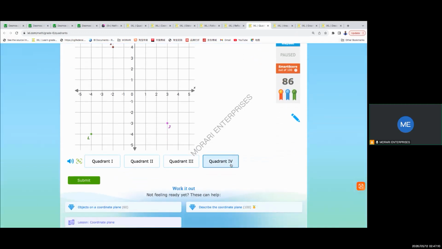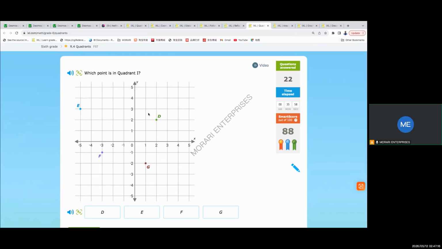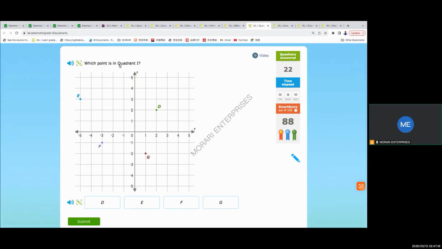It is written like this using Roman numerals. This is 5 minus 1, 4. V is 5 in Roman numerals. Which point is in quadrant 1? Quadrant 1, this is point D. This is the first quadrant.